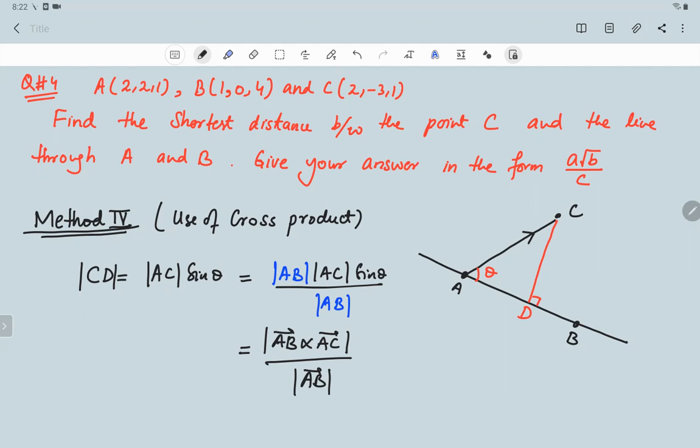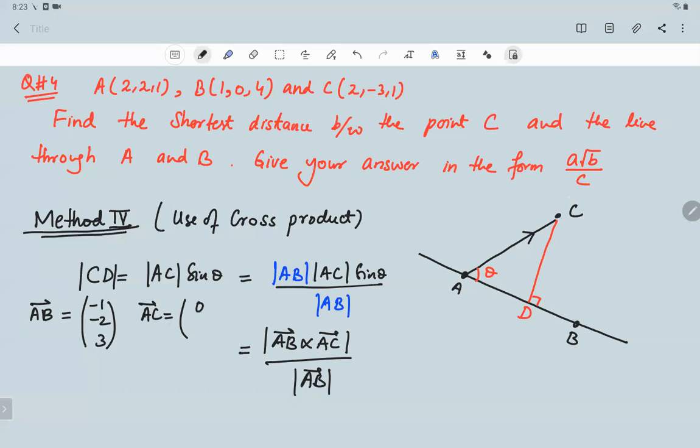This is the most mature method, the method used by people whose practice in further mathematics is very good. Okay, so we move on and apply this formula. We have calculated AB earlier, so we'll not waste our time doing it again from scratch. This is AB. This is AC.